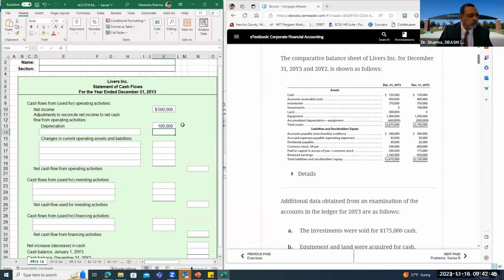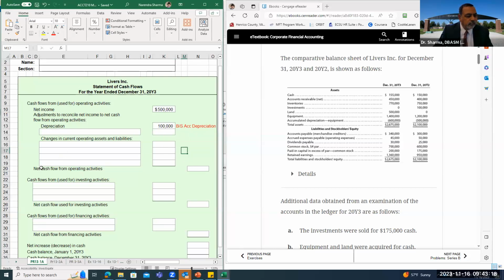For this one, you are looking at the balance sheet. Please remember, we are looking at the balance sheet, the accumulated depreciation account. That is where you got it: 600,000 minus 500,000. Of course, since depreciation is to be added back, take it as a positive figure.